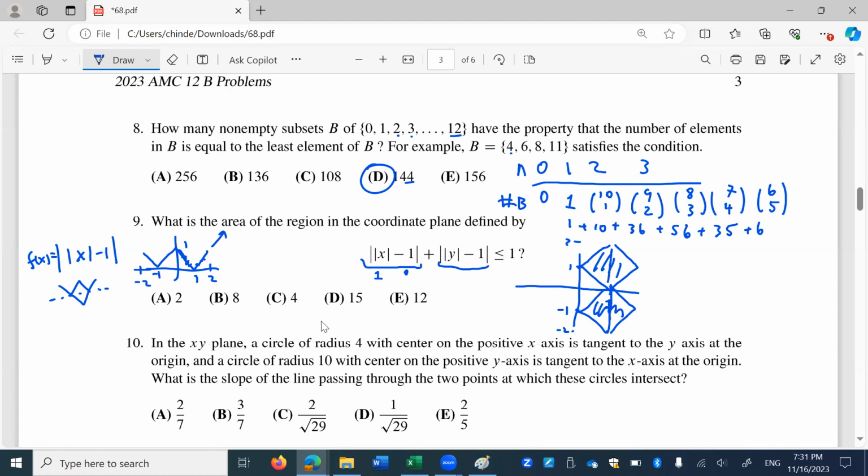And then by symmetry, since it's absolute value of x and y, we'll have two other identical squares over here. So these squares, the side length is the hypotenuse of a 1, 1, root 2 right triangle. So there's 4 squares. Each one has area root 2 squared. So it should be 2 times 4 is 8.